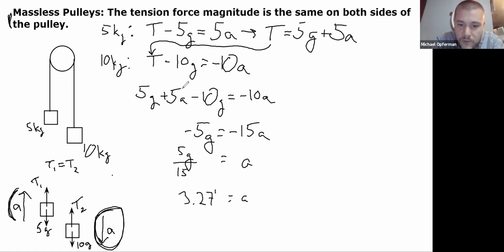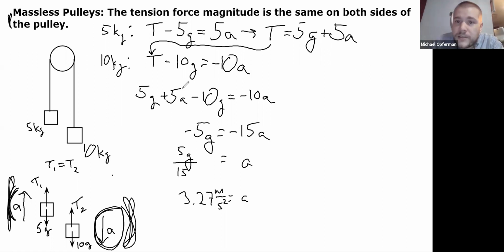And as I said, I was expecting a positive answer because I've already built all the negative signs into my directions of the vectors in the F equals ma equation. So the answer is the acceleration magnitude is 3.27 meters per square second. The left block is going up, as you can see here, and the right block is going down, as you can see there.